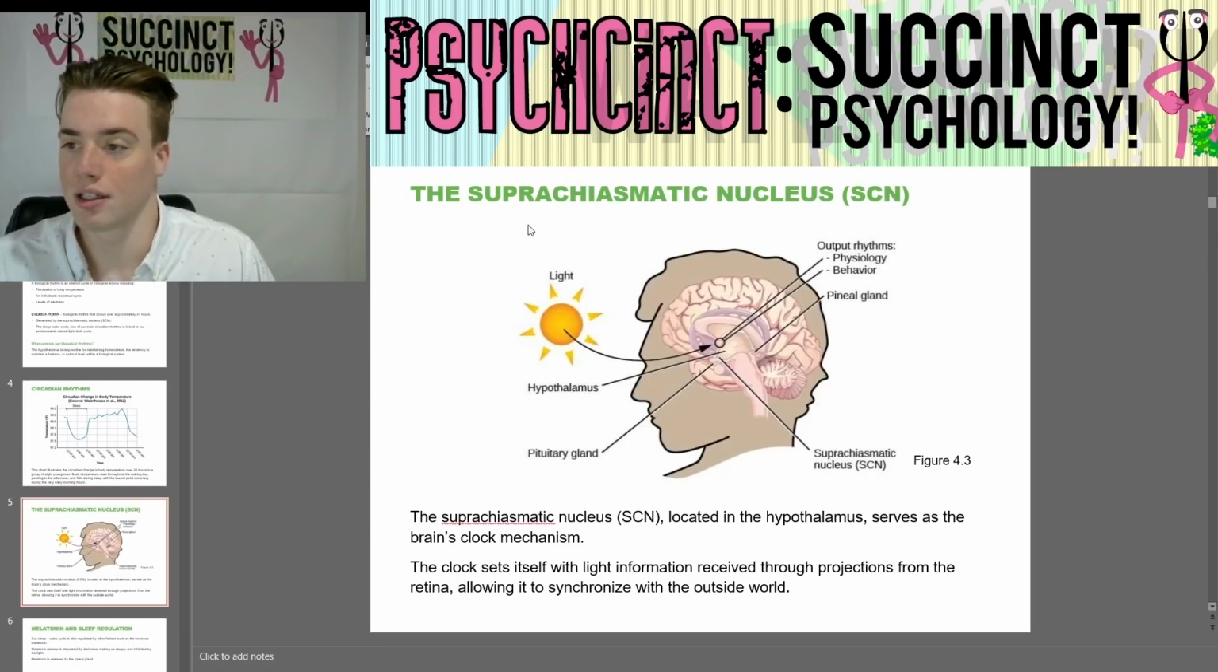So, the suprachiasmatic nucleus, or the SCN, located in the hypothalamus, serves as the brain's clock mechanism. The clock sets itself with light information received through projections from the retina, allowing it to synchronize with the outside world. Here you see a little chart. Light goes in to the hypothalamus, which also contains your suprachiasmatic nucleus. Nice little chart there.